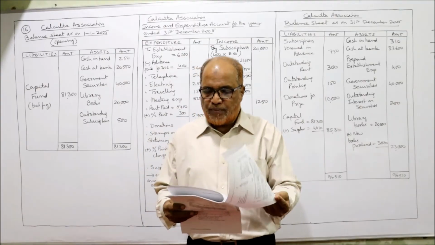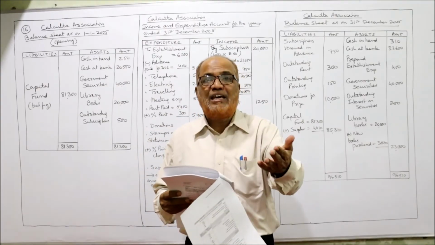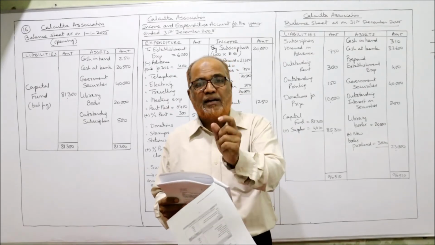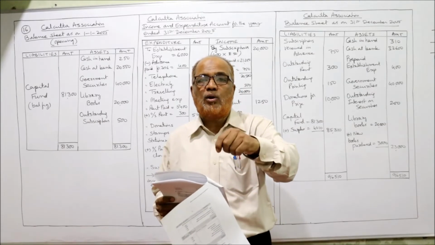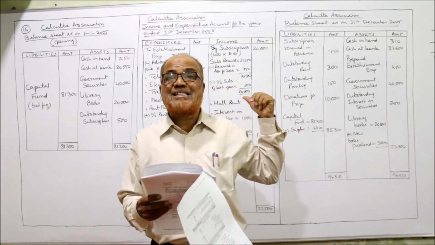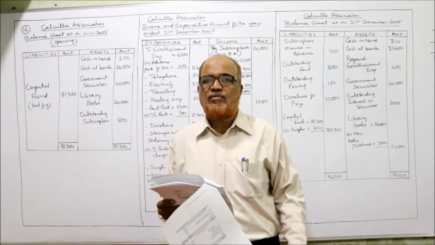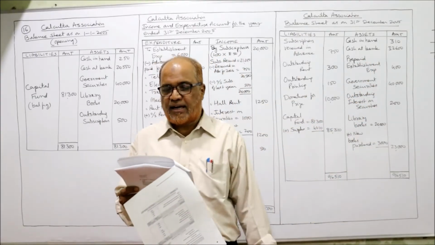Now turn the page. Donations. Donations given 7,000, because it is given on the payment side. On the payment side, by donations is given. So it's a donation given. So it will come on the expenditure side. And closing cash in hand, cash at bank. This will come to the balance sheet, asset side, end of the year.